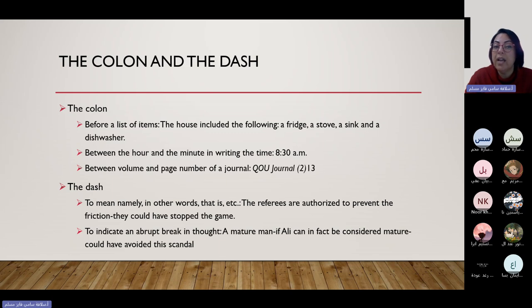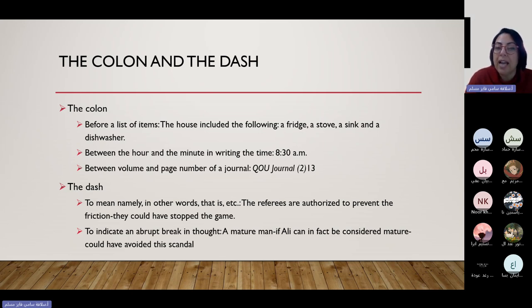The colon and the dash. This is a colon. Okay? And this is a dash. The colon, we put it before a list of items. زي هاي بالضبط. لما بدنا نيجي نحط items أو بدنا نيجي نعرف على إشي. The house included the following: a fridge. تذكروا عم نعمل listing صح؟ شو بدنا نحط؟ Comma. A stove, comma. A sink, another comma. And a dishwasher. Full stop. ليش؟ نهاية الجملة.